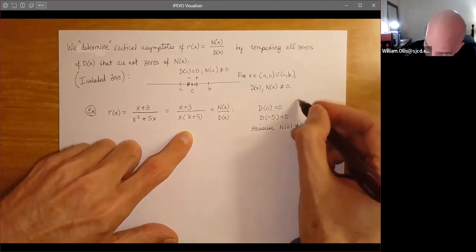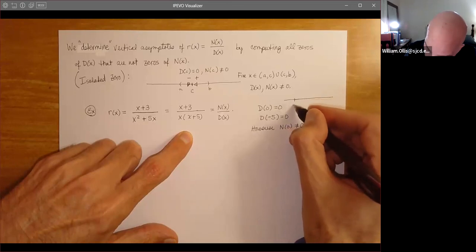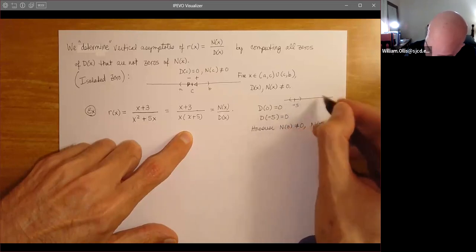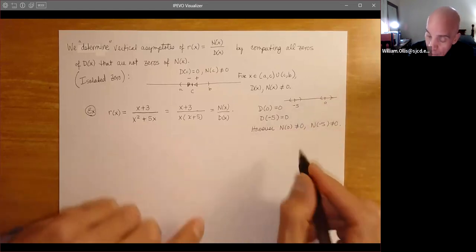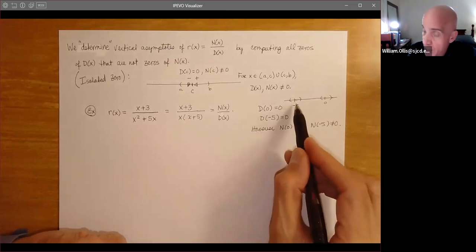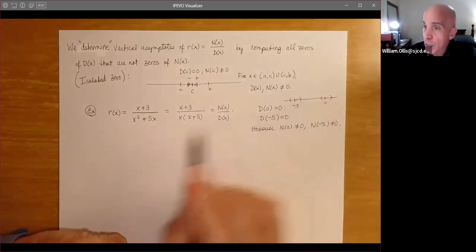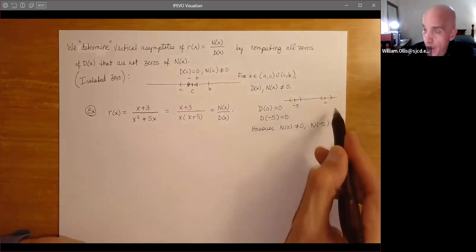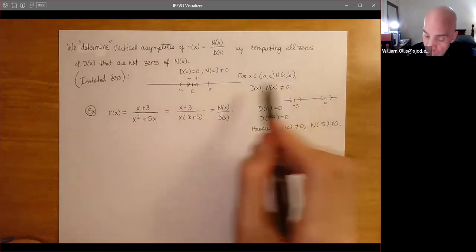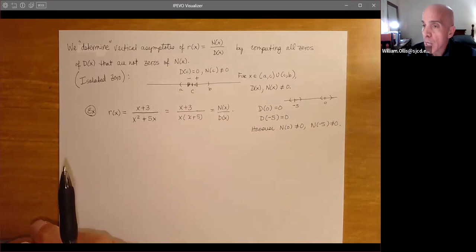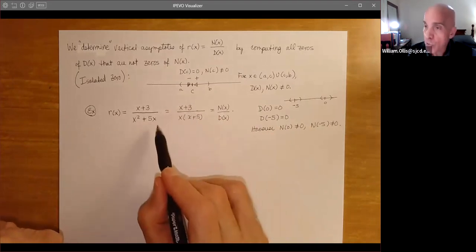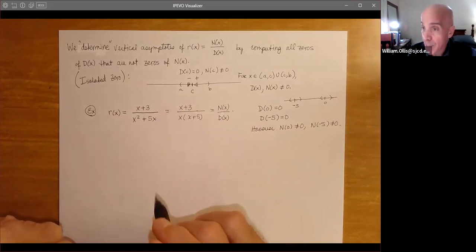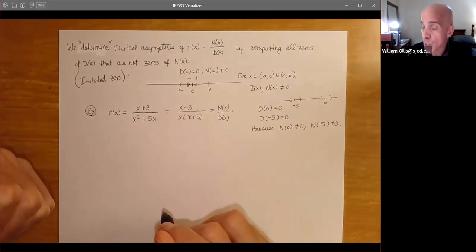So basically, when we're close to both of these numbers, that is, we have -5 and we think of a little interval about it, and we have the number 0 and a little interval about that, the only place where we get a 0 will be at D. Everything else is non-zero, away from the -5 and away from the 0. And that's the idea that I was talking about right here. So to make it short and simple, we just make sure that we find zeros of D that aren't zeros of N. And then we have a vertical asymptote.